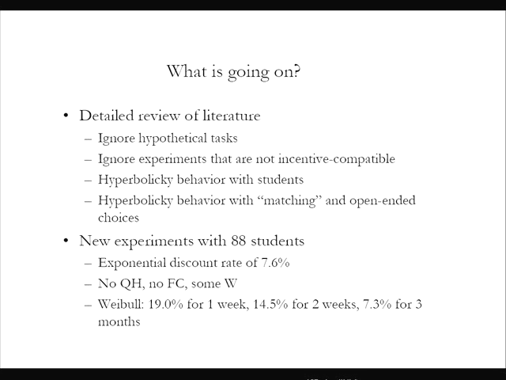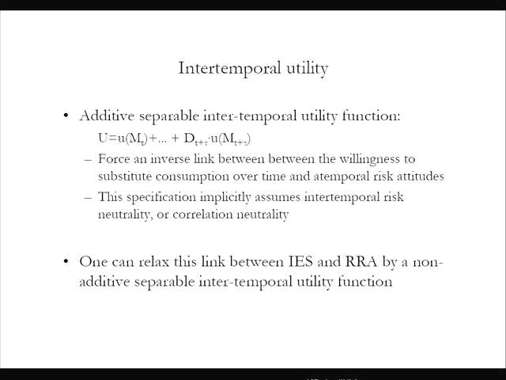I still have a little bit of time, so let me just briefly talk about this correlation aversion idea. So far when we do these estimations, we assume this additively separable utility function. We want to test whether that's a reasonable assumption or not. Again, as I said early on, it forces this inverse link between the intertemporal elasticity of substitution and relative risk aversion.